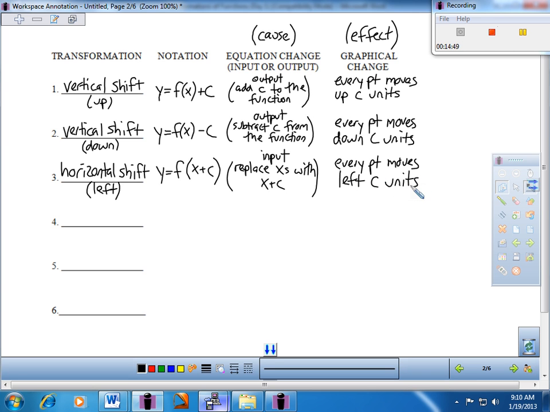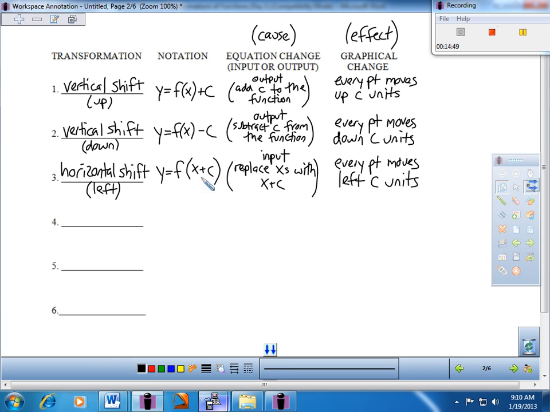So I'll give you a heads up as to how this works. Again, input changes are quite a bit different than output changes, but just be careful on this. Plus is a transformation to the left. Keep that in mind if you would. I've seen students over the years confuse numbers 3 and 4 here.